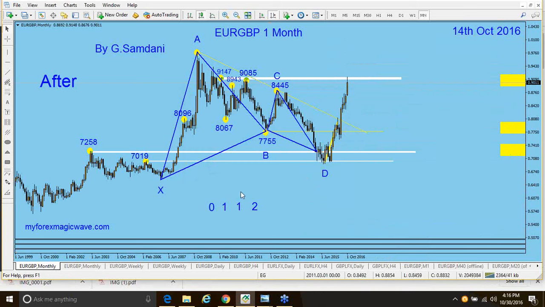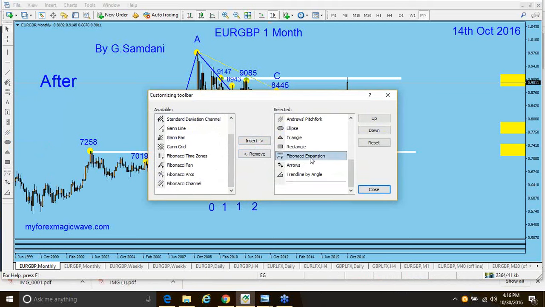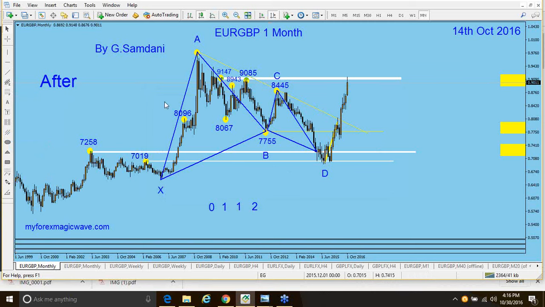So for some of the new people here, I'm going to show it to you. This is the Fibonacci retracement tool. You right click on it and then customize, and Fibonacci expansion will be on this side. You select that and go insert, and it will come here. If you want to remove it, I'll press this and it will come down here. But I want to add it, because this is a very important thing. It is called Fibonacci expansion, and you must have it. Now you bring it to this side, so you can see it here.